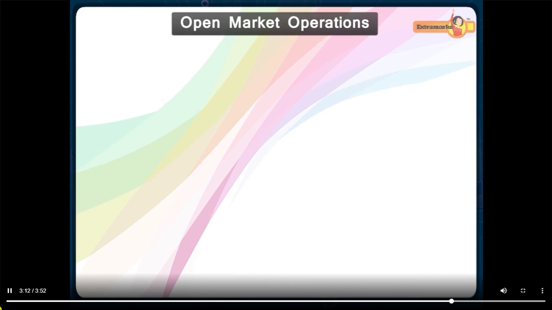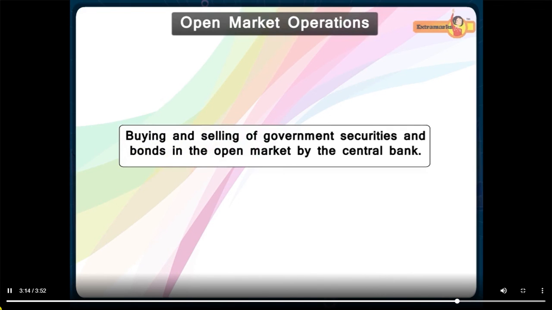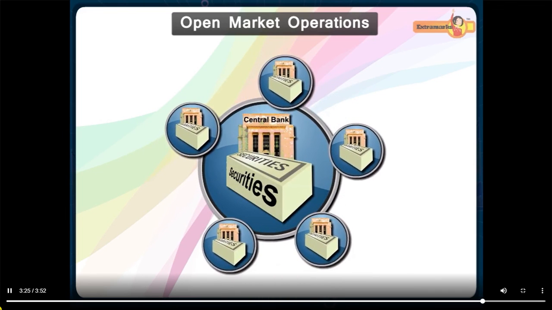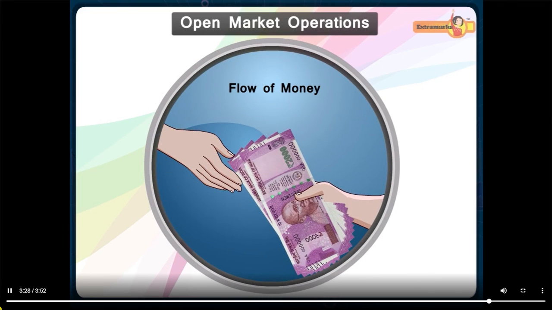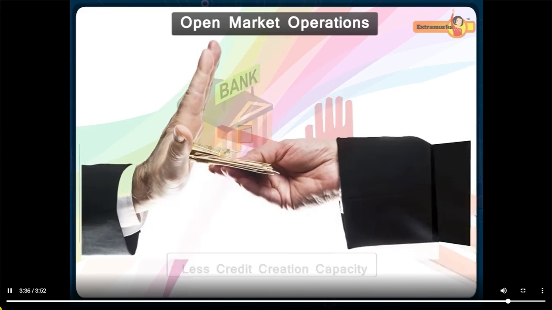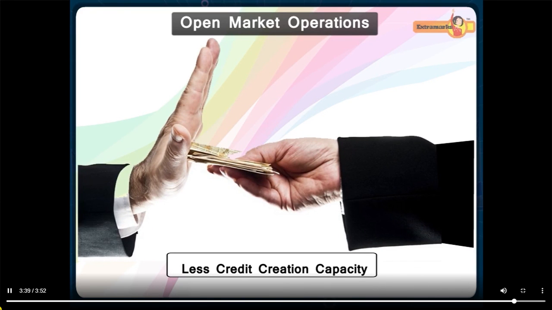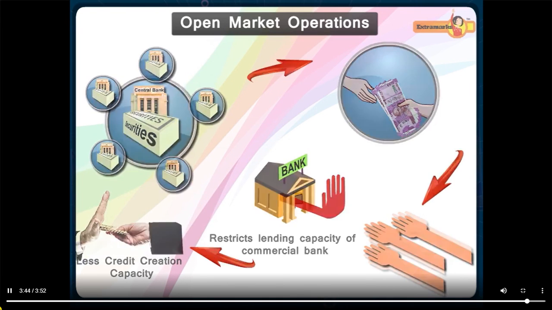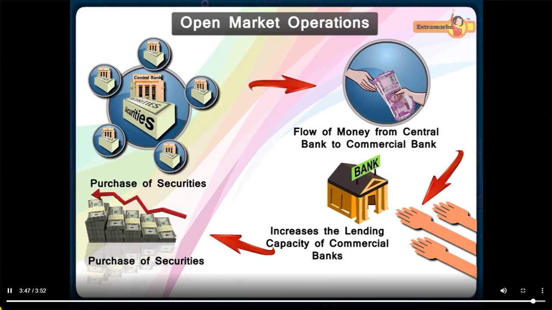Open market operations. It refers to buying and selling of government securities and bonds in the open market by the central bank. Sale of securities by the central bank to the commercial banks leads to the flow of money from the commercial banks to the central bank. This restricts the lending capacity of the commercial bank, thereby reducing the credit creation capacity. And vice versa when the central bank buys government securities through open market operations.